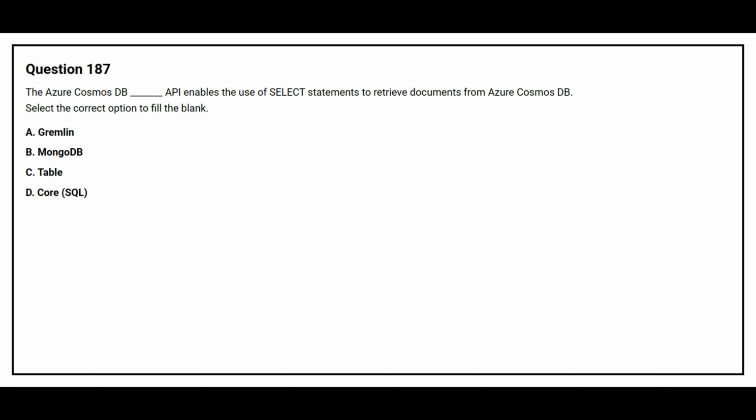Question number 187. The Azure Cosmos DB blank API enables the use of select statement to retrieve documents from Azure Cosmos DB. Select the correct option to fill the blank. Option A, Gremlin. Option B, MongoDB. Option C, table. Option D, core SQL. The correct answer is option D, core SQL.